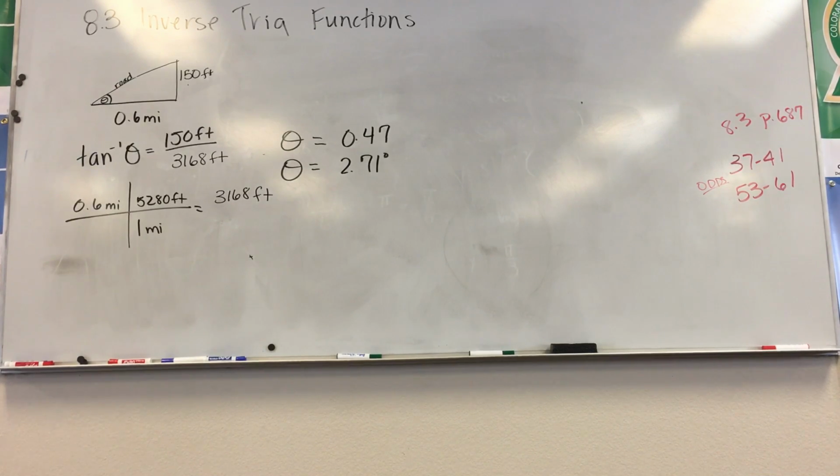Okay, so you're gonna do 37 to 41 odds, 53 to 61 odds. 53 to 61 are those word problems, but I'm pretty sure you can do it.